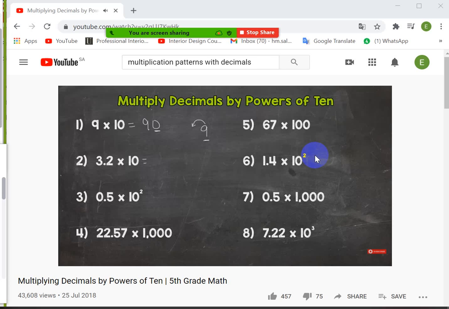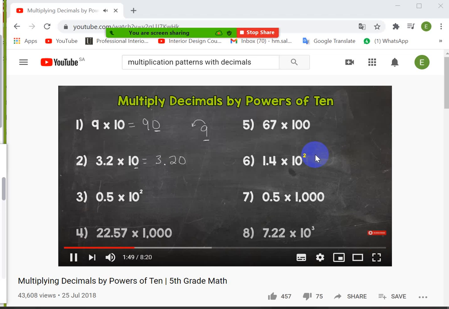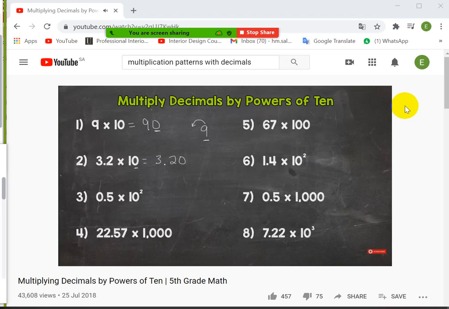We have a 3 and 2 tenths. So we look at our 10 here and we have 1 0. So that means with whole numbers, we could have put 1 0 on the end to push everything to the correct place. Well, let's see what happens when we do that with a decimal. Let's put 1 0 at the end. We get 3.20 or 3 and 20 hundredths, which is equivalent to 3 and 2 tenths. So we didn't change the value at all.